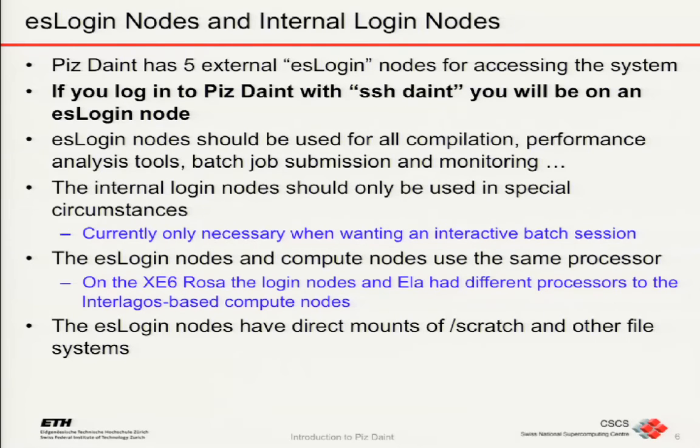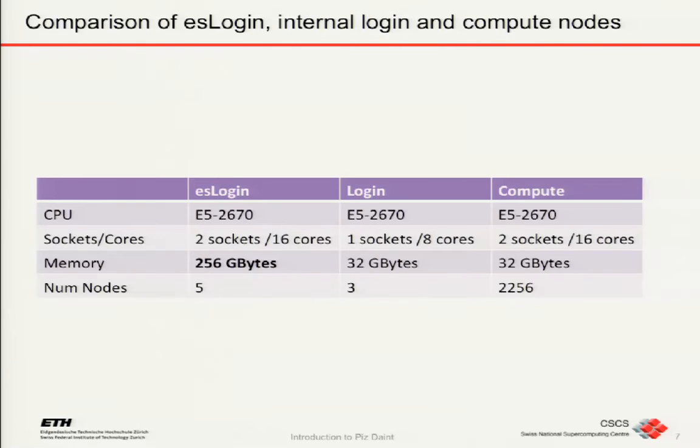The other thing is the ES login nodes have direct mounts of all the file systems that are of importance for transferring data around, and particularly for /scratch to make sure you get good, fast speed. You should be able to transfer your files at gigabytes per second. So let's compare these nodes. So the ES login, the login, and the compute all have the same processor. It's even the same clock speed. It's a 2.6 gigahertz, 8-core Sandy Bridge processor, official name E5-2670.